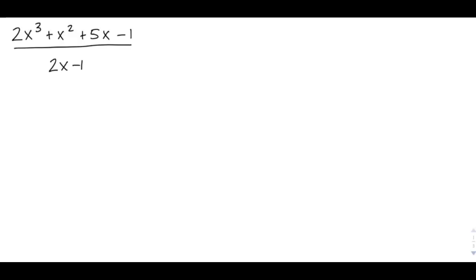Let's look at how we can divide these polynomials using long division. First I'm going to write the divisor, the 2x minus 1, out in front, and write my dividend, 2x cubed plus x squared plus 5x minus 1, underneath. As we make our way through the long division process, it will always follow the steps of divide, multiply, subtract, and then bring down.